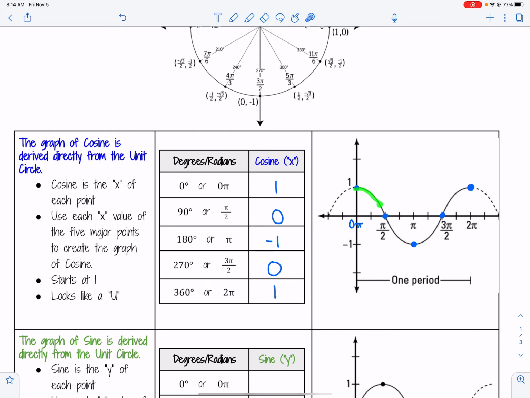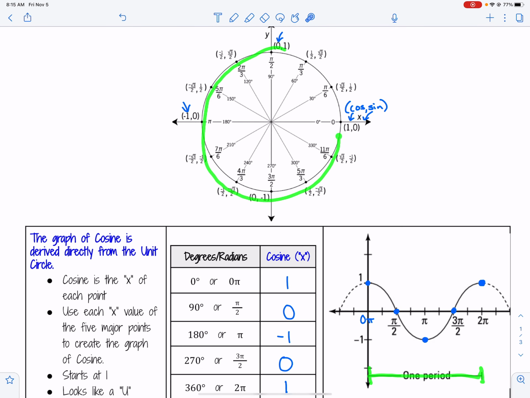And so the cosine graph, if you just look at one period of the graph, like one complete cycle, looks kind of like a U-shaped graph. So notice a period is from 0 pi to 2 pi, one complete rotation around the unit circle. Actually, I should start here to do that. So one complete rotation creates one complete period of our cosine graph.